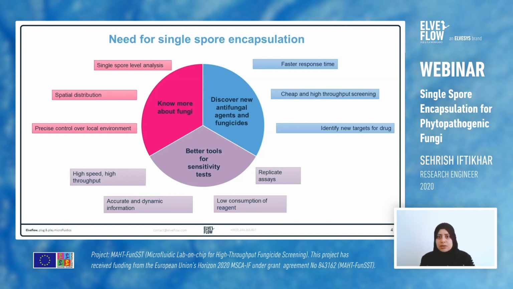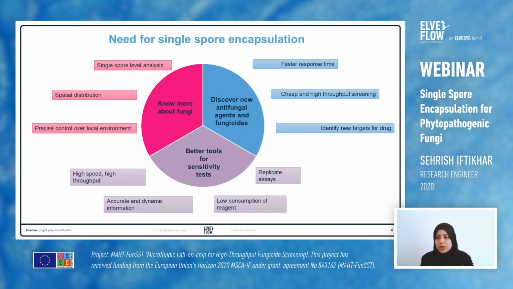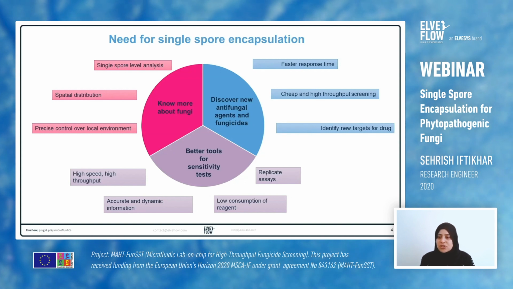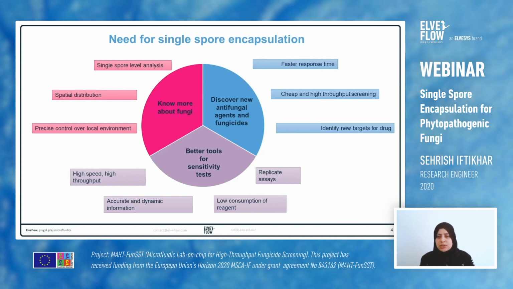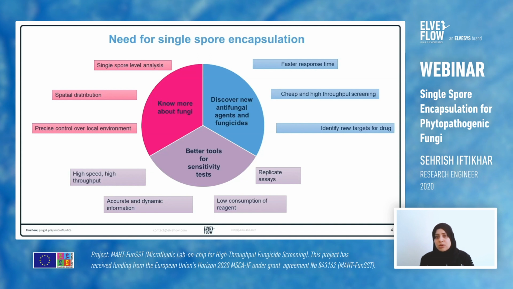The third point is that it can help in the discovery of new antifungal agents and fungicides. As in the encapsulated spore, the response time will be faster because the diffusion distance will be shorter. As well as the fungicide screening is kind of stuck, because it takes around 10 to 11 years for a new fungicide to come to the market. So it can provide a cheap and high throughput screening to fasten the discovery of new antifungal agents.